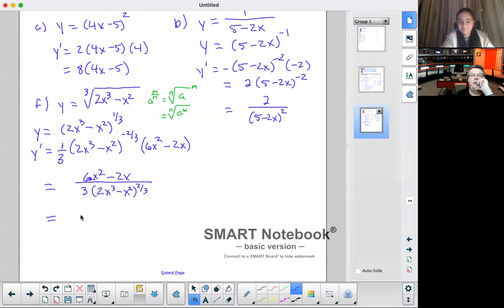So now let's write that in radical form. So cubed root 2x cubed minus x squared, and then to the second. That's it. Okay. Really, really good. Really good.